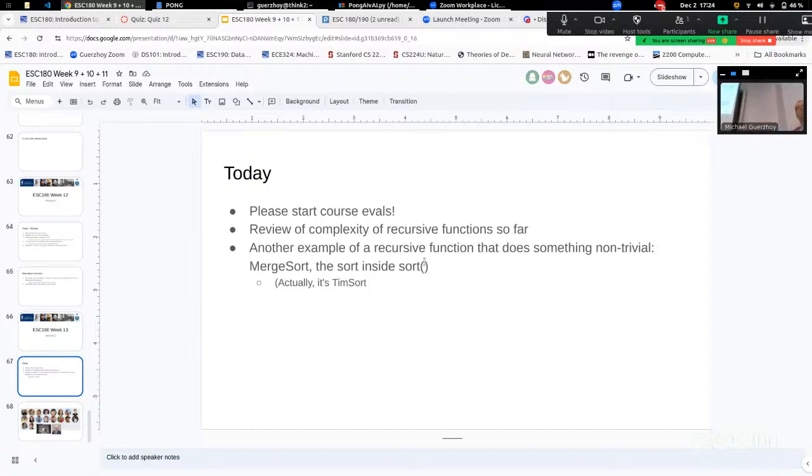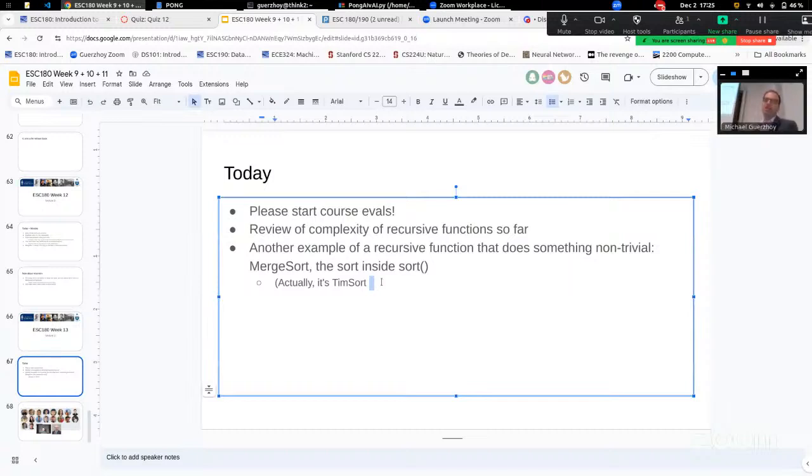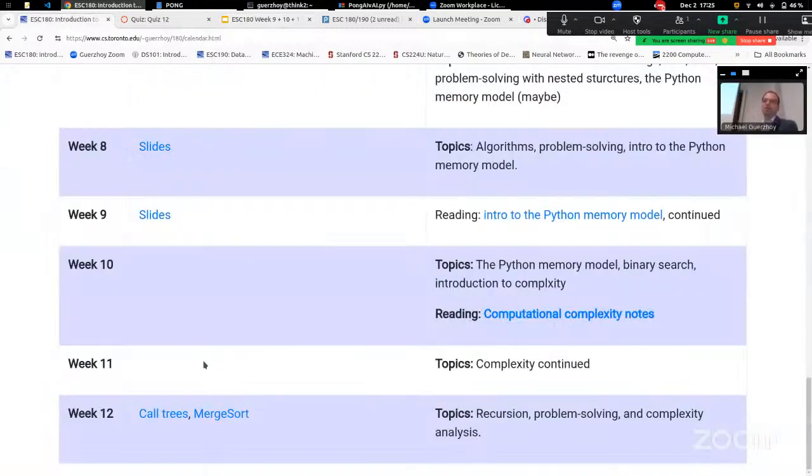What I want to do now is do one last thing for this course, which is hopefully to give another example of a substantive use of recursion. We already had several where you could do it with a loop, and that's merge sort. That's basically the sort that's built into Python.